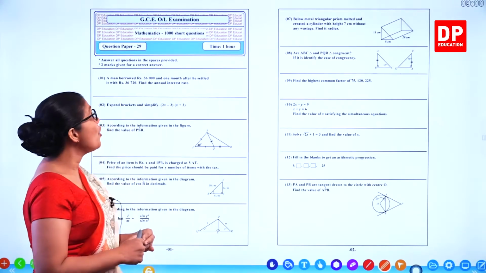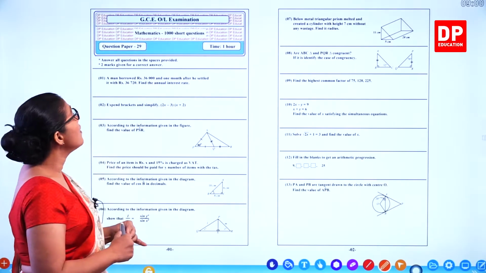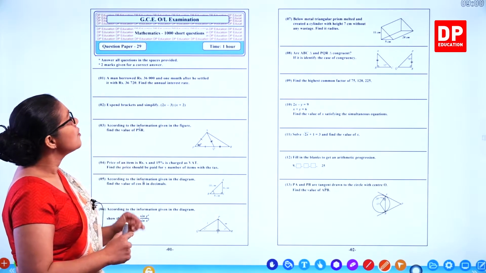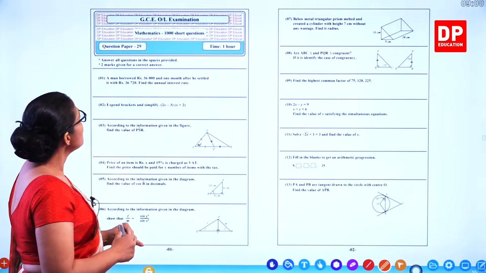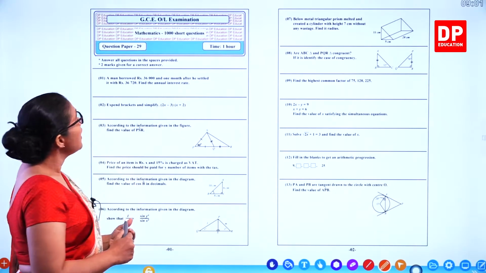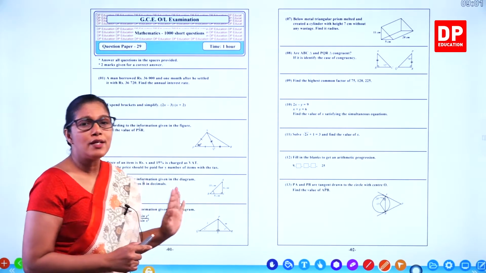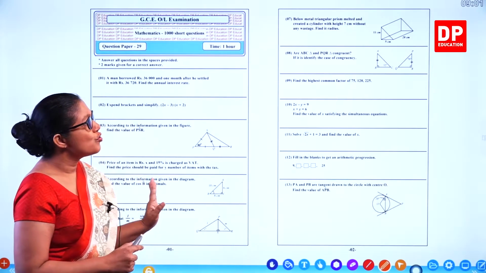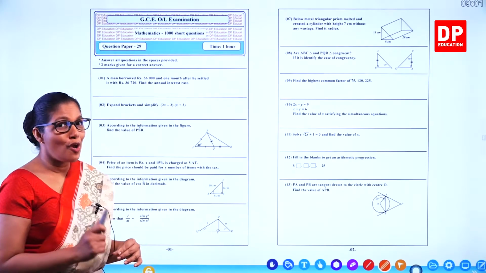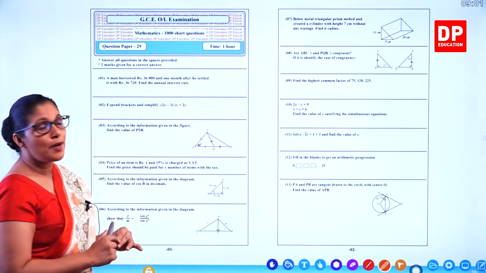Hello students, today I am going to do GCE O-Level Examination 1000 Short Question Series, Question Paper 29. So we covered 28 papers. This is also a 1 hour paper. Spaces are given in the paper itself, so you can write down the answers there. And we give 2 marks for each question. All these 1000 questions are related to your O-level syllabus, and make sure that you do all 1000 questions before your O-level exam as a revision. So you can do question paper 29.